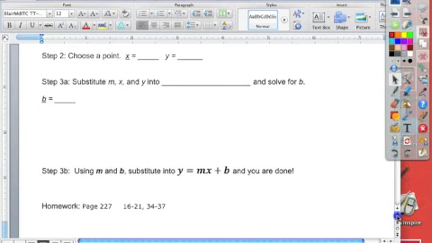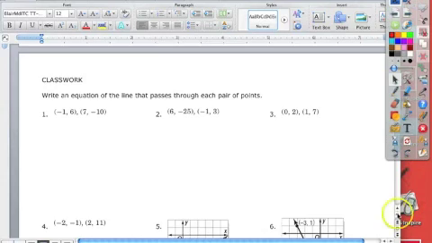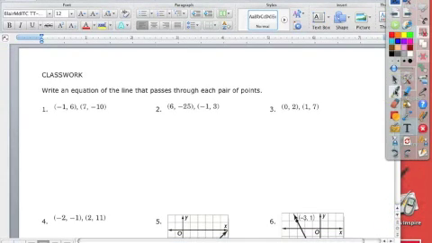However, we will do a few examples. All right, write the equation of a line that passes through each pair of points. So the directions are write an equation of a line that passes through each pair of points. So what I need is an x, a y, an m, and a b. Now, it gives me 2 points, so I can find my m. Again, the formula for m is m equals y2 minus y1 over x2 minus x1.